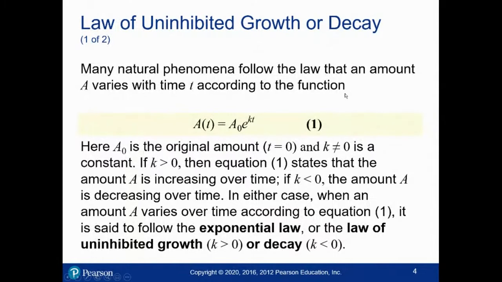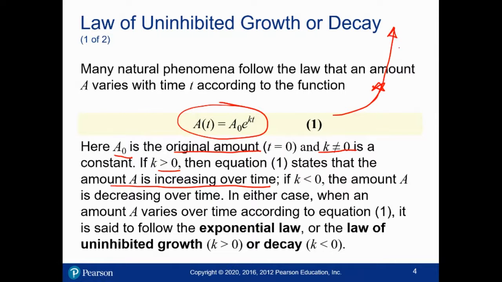Okay, so uninhibited growth. If you start at time 0, you start with A sub 0, that is your initial amount, and k is a non-zero constant, then this equation here is an exponential curve. Notice that e is bigger than 1, so if k is positive, the curve looks like this. If k is positive, the amount is increasing over time, and it's uninhibited. It will keep going up and up and up forever, according to the model, which is a weakness of the model, because in real life, usually it can't do this without running into some sort of physical limit.